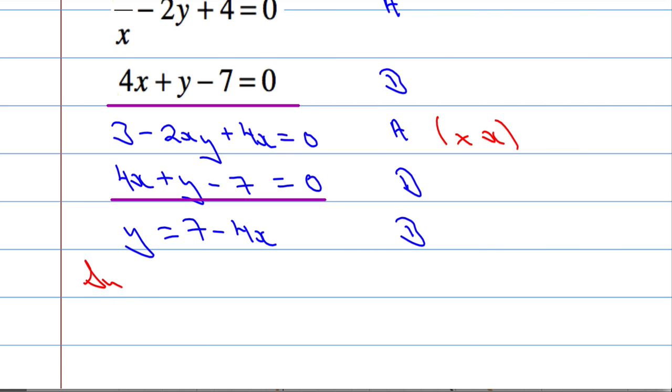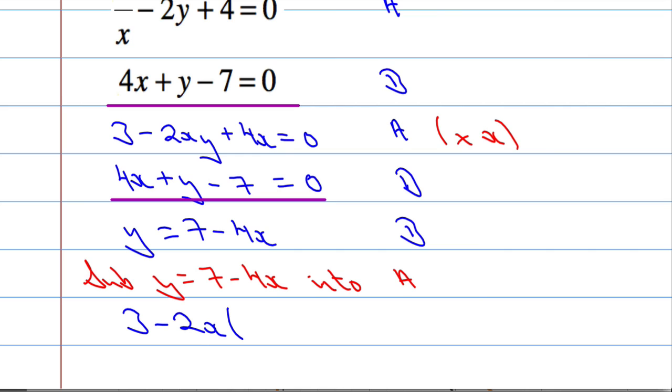So now I'm going to sub equation B, or sub y equal to 7 minus 4x, into A. So what do we get? 3 minus 2 times x times, and where I have a y, I'm going to put in 7 minus 4x, plus 4x, and that's equal to 0.